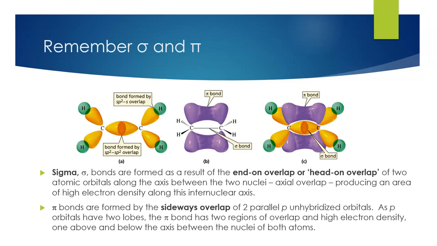So sigma bonds, we know, are formed from the end-to-end or head-to-head overlap of two atomic orbitals, be an s and a p, 2s or 2p. So this is along the axial overlap, producing high electron density in the shared region. The pi bonds form from the sideways overlap. These are unhybridized orbitals, as we will come to learn. They are p orbitals. The pi bond is the region where these overlap, again causing a high electron density between the two atoms.